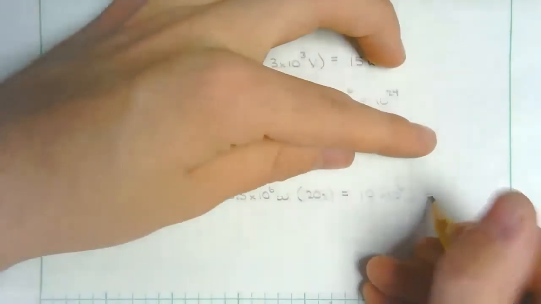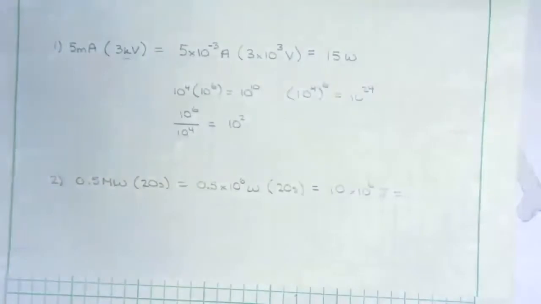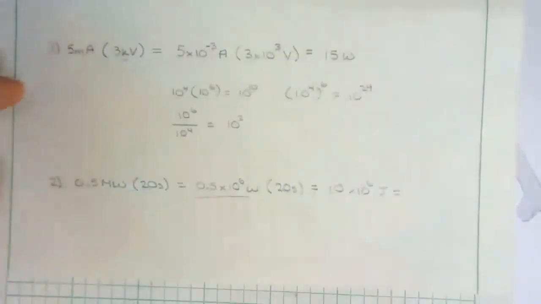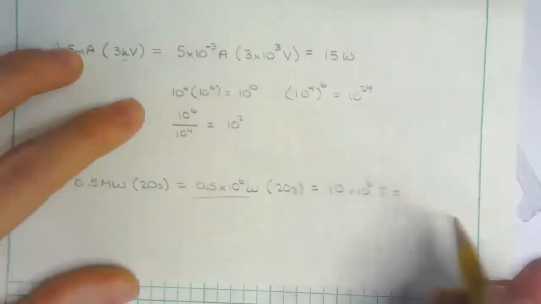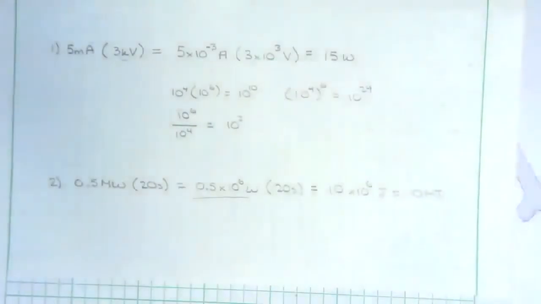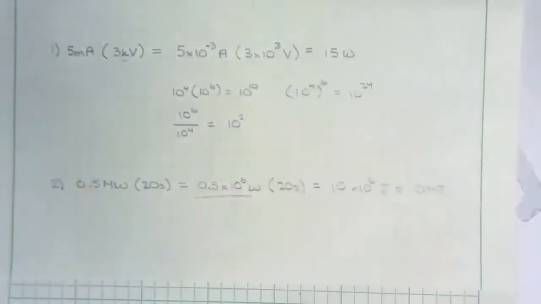And now this is also equivalent. We want to keep going. We don't want to just leave it there. We know what 10 to the 6 is because we just used it in this problem. And 10 to the 6 is mega. So we have 10 megajoules, MJ. Capital M. Remember that capital is important.